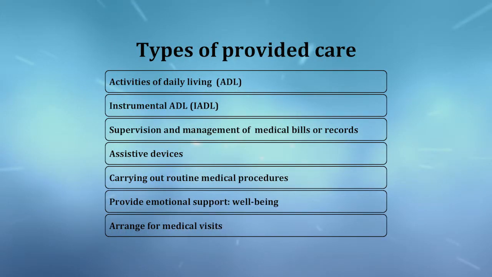There are many types of care provided for the elderly, including activities of daily living, instrumental activities of daily living, supervision and management of medical bills and records, assistive devices, carrying out routine medical procedures, providing emotional support and well-being for the elderly, and arranging for their medical visits.